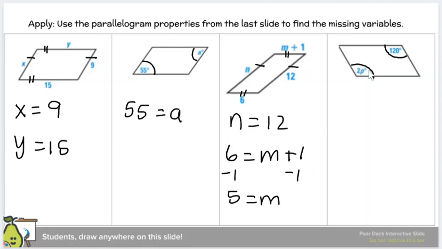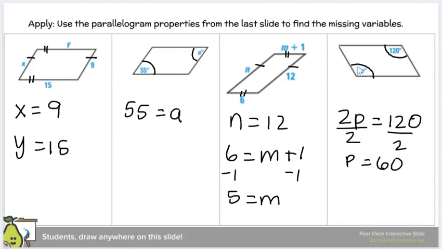And in our last quadrilateral, the opposite angles should be congruent, so 2p is equal to 120. We'll divide each side by 2, and that means that our p value is 60. That would make this angle down in the bottom worth 120 to make it congruent to its opposite angle.